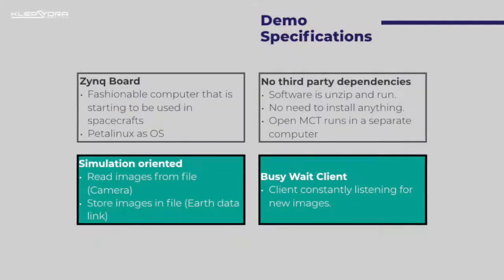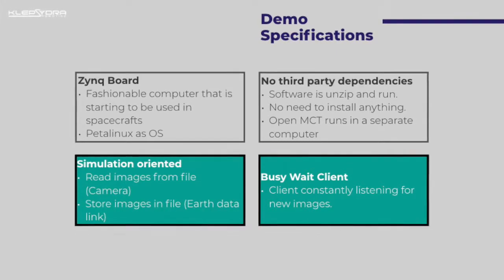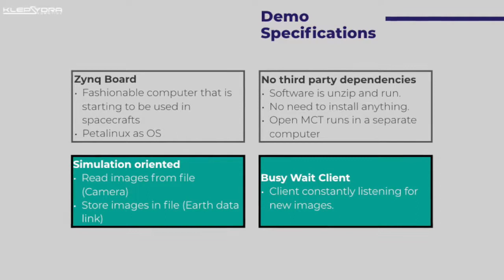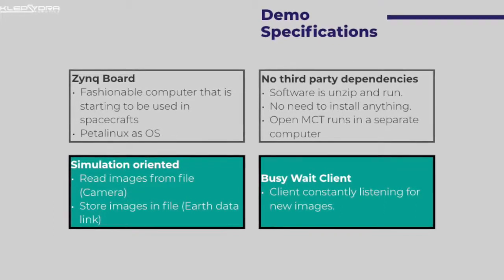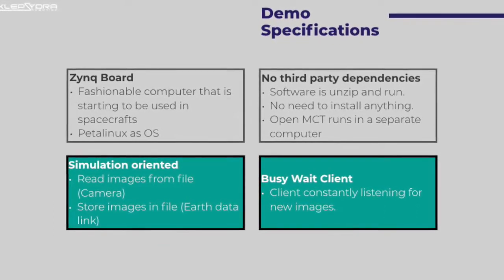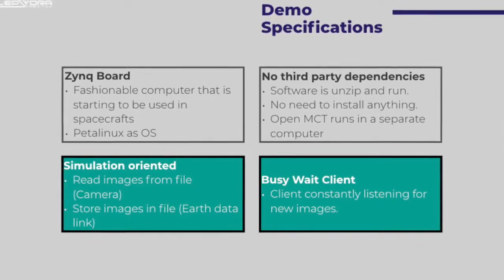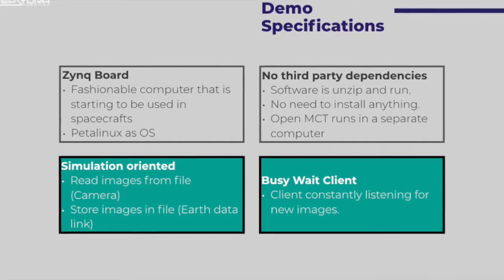The technical setup is the following. The computer is a Zynq 7000 board. The operating system is PetaLinux. We use BusyWait to increase throughput of images, with a simulated camera and Earth data link.